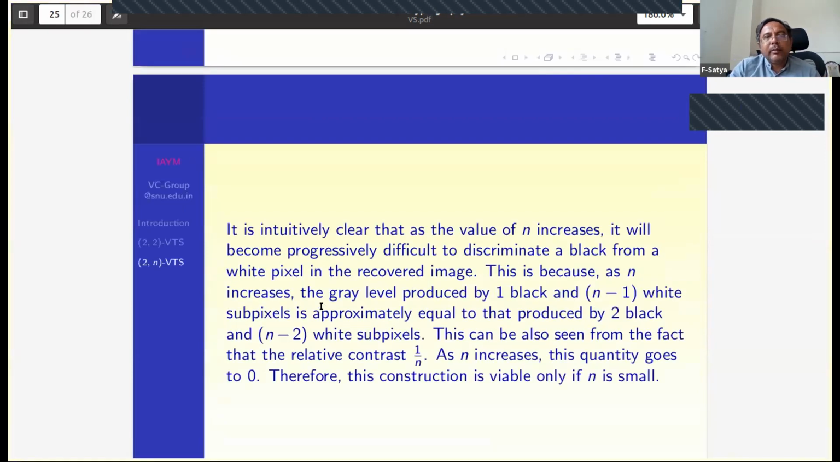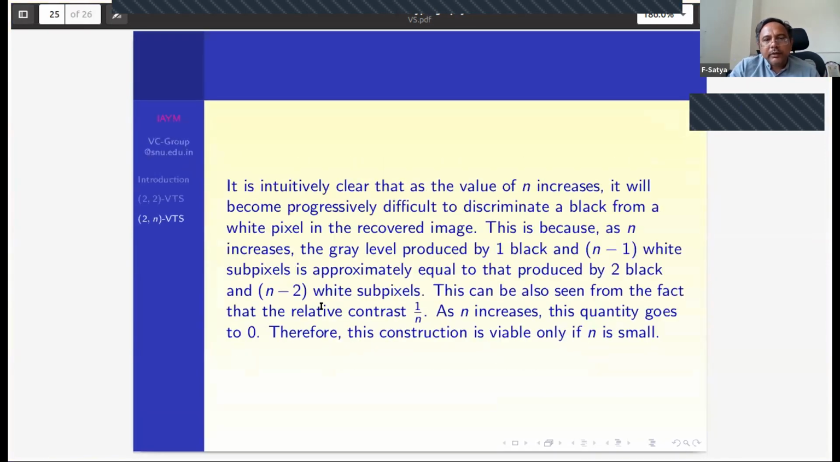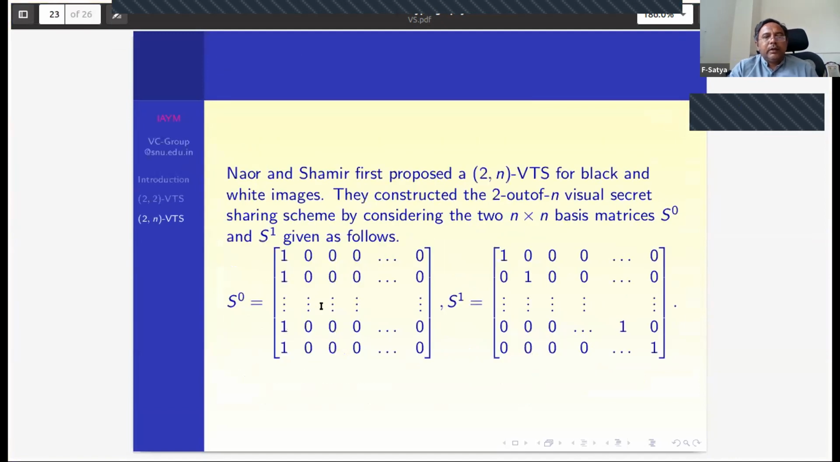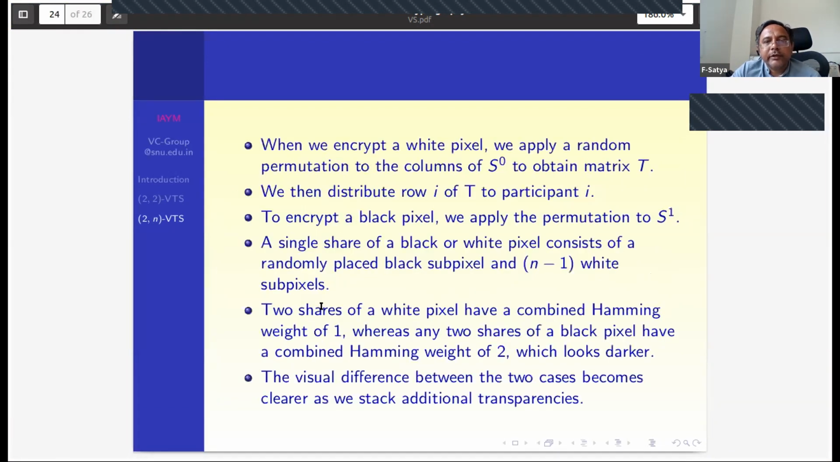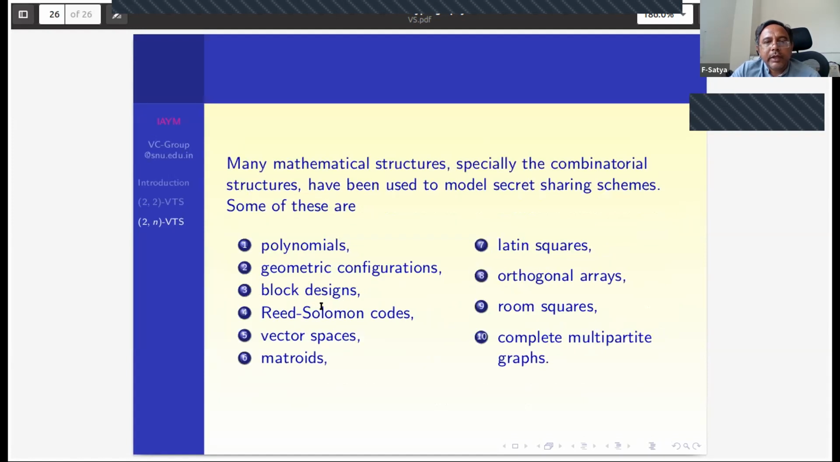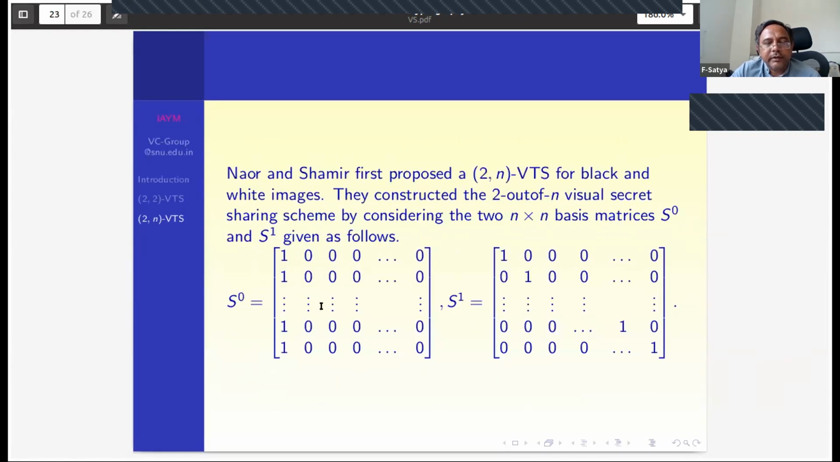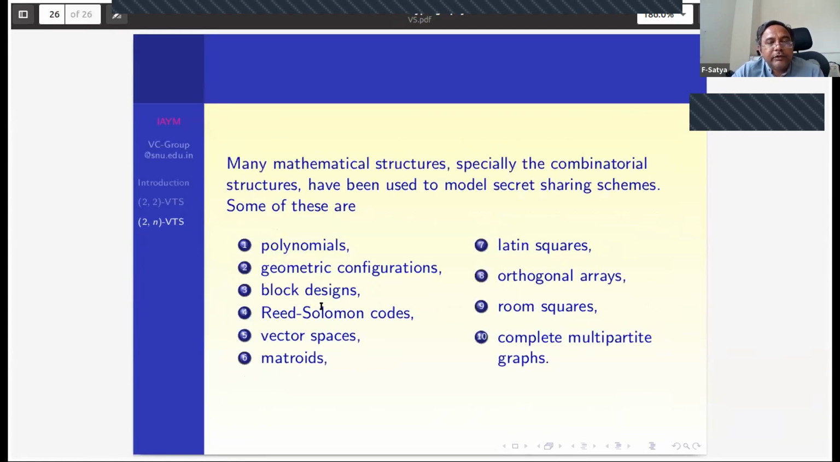When you go to 2 comma n, you take the matrices for 2 comma n. Then as n increases, the contrast is very high. That is the explanation given here. But how do you construct these matrices? Are matrices the only way? Is there any other way? There are polynomials, geometric configurations, block designs, Reed-Solomon codes, vector spaces, orthogonal arrays, Latin squares. So there are many techniques to construct these matrices.